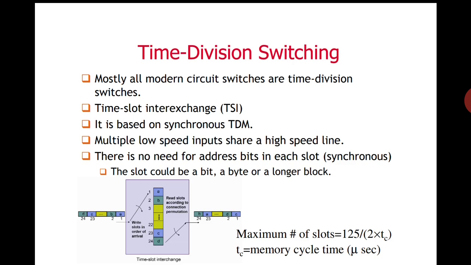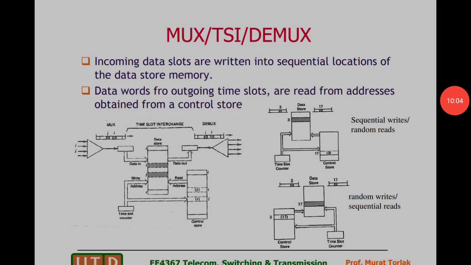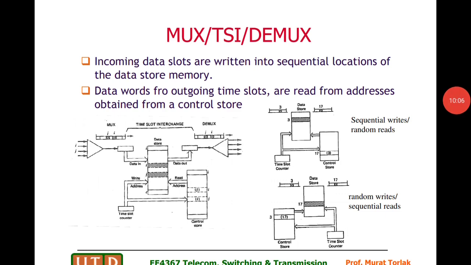MUX, TSI, DMUX. MUX stands for multiplexer, DMUX, demultiplexer. Incoming data slots are written into sequential locations of the data store memory. Data words for outgoing time slots are read from addresses obtained from a control store.